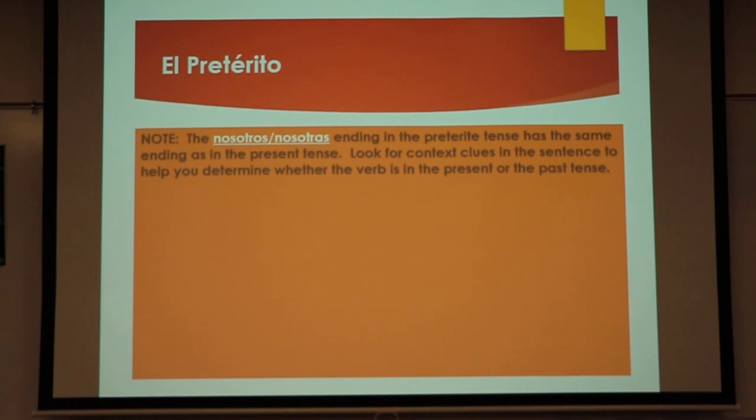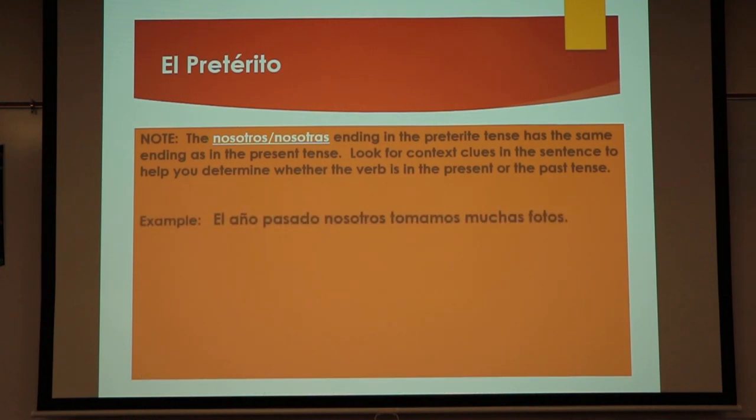We do have to note that in the nosotros and nosotras forms, the endings in the preterite tense are the same as the present tense. What I want you to do is look for context clues in the sentence to help you determine whether the verb is in the present tense or the past tense. An example here is: El año pasado nosotros tomamos muchas fotos. Okay?